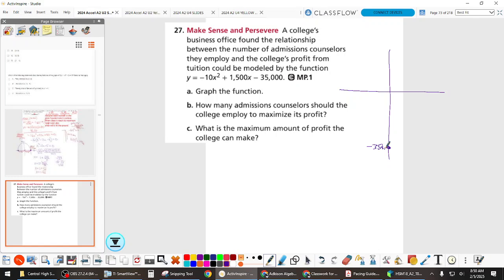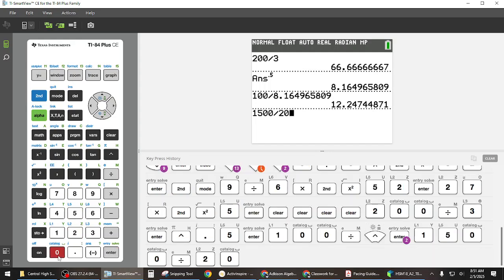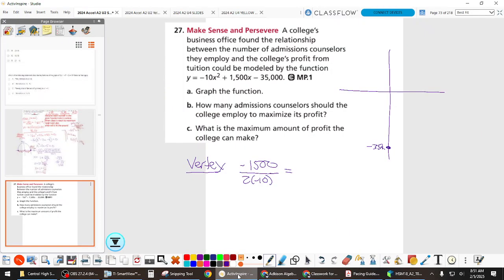And then our vertex, which we need anyway for this problem, is the opposite of 1500 over 2 times negative 10. So whenever that is, 1500 divided by 20, 75. This is all just a relative scale. Okay. And then plug 75 back in here for the y coordinate.